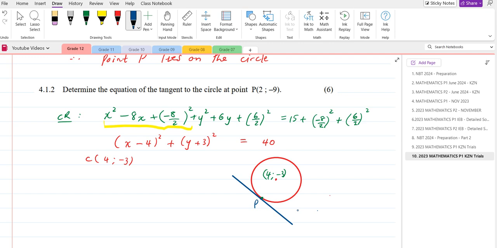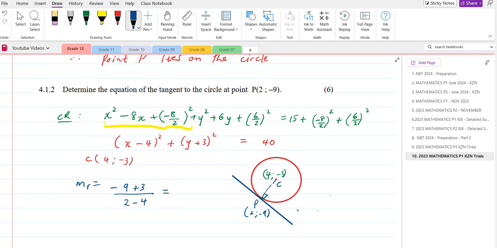So to find the equation of this tangent, remember a radius is perpendicular to the tangent, right? So first we're going to get the gradient of this line over here. Point P was (2, -9). So we get the gradient of the radius, right? The gradient of the radius is, yeah, that's the center. So in other words, the gradient of PC, we're going to take minus 9 plus 3, minus 9 minus minus 3, so plus 3, divided by 2 minus 4, right?